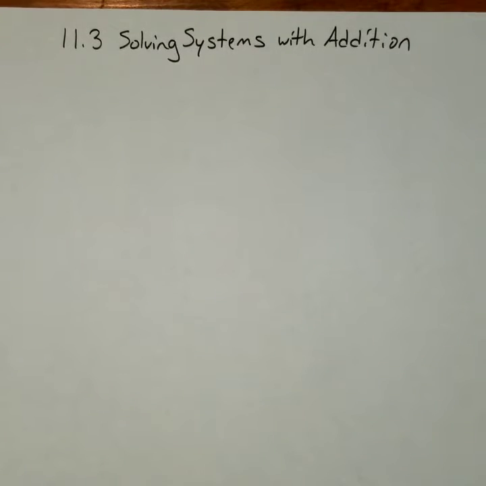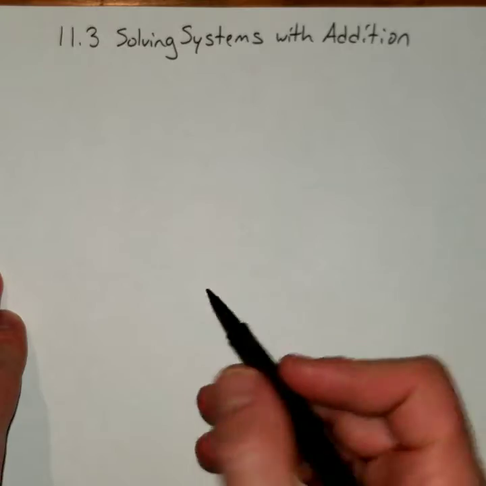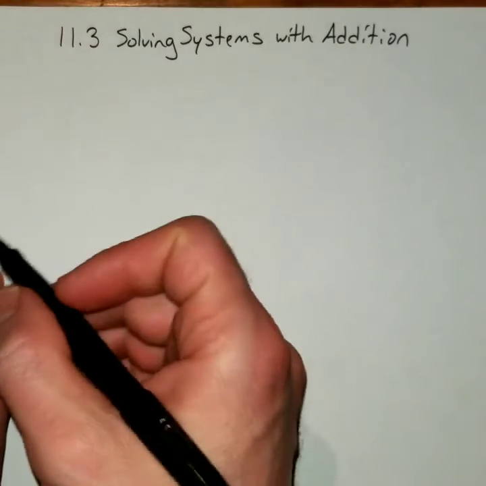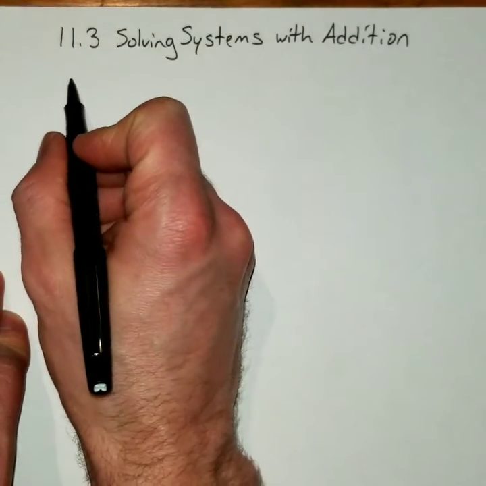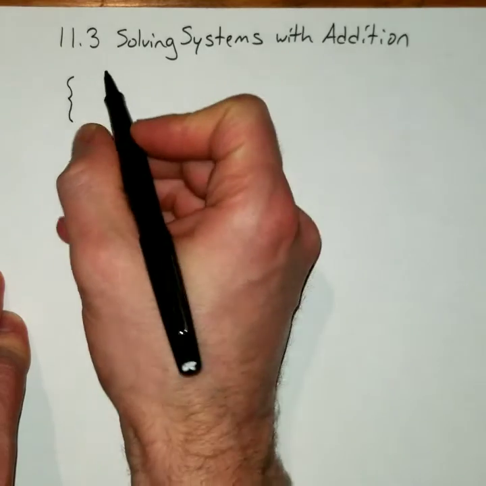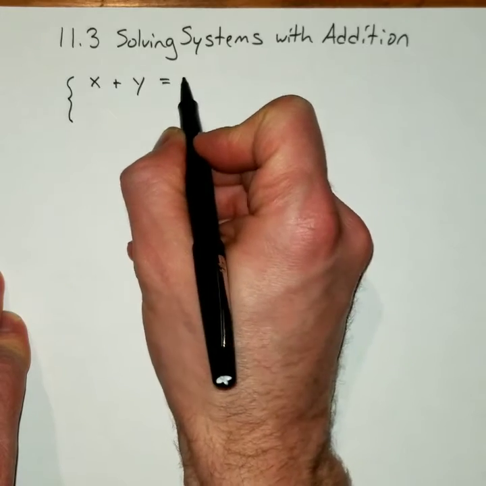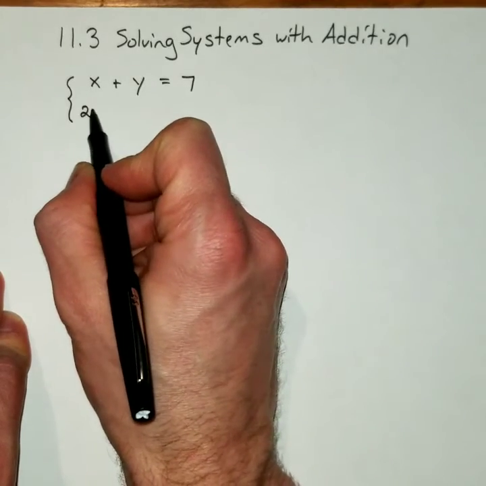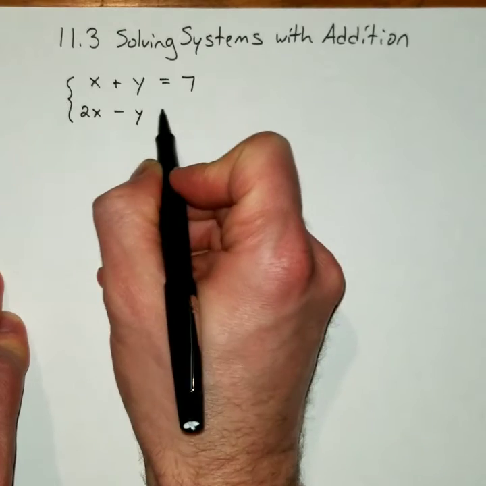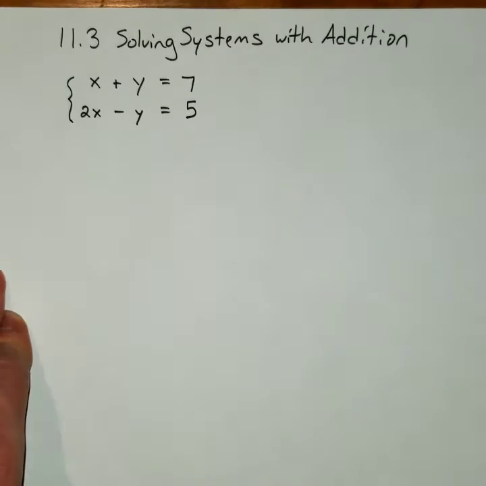Alright, this next section we're going to be solving systems with a new method called the addition method. We'll talk about why it's called that in a moment. I think the best way to explain this is just jumping right into it with an example. So I'm going to take the system x plus y equals 7 and 2x minus y equals 5. Okay, and I want to solve this system.